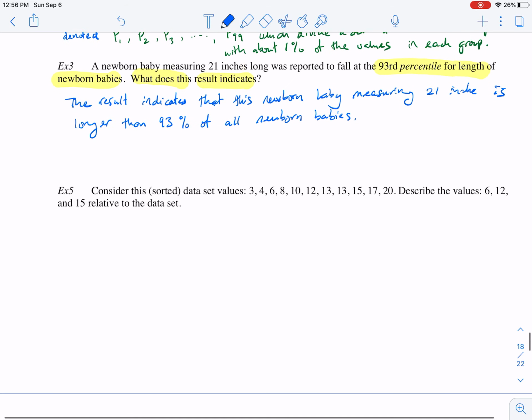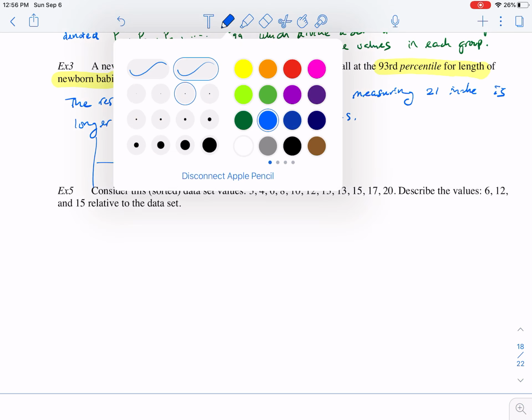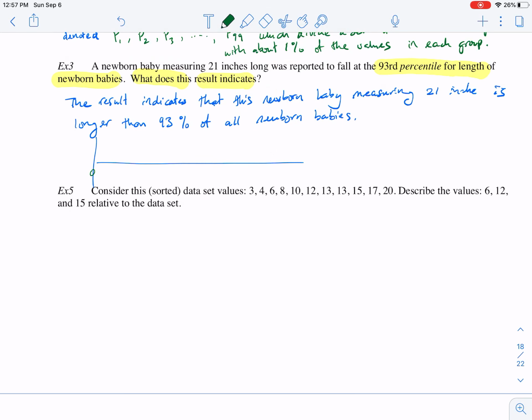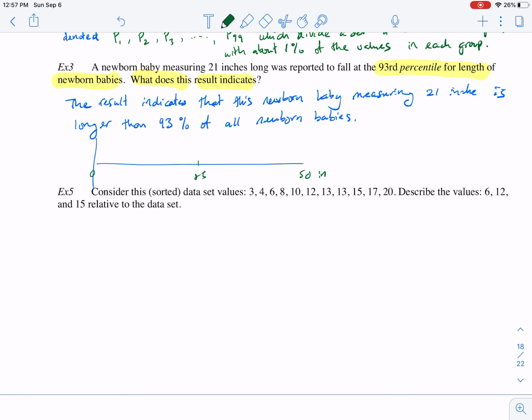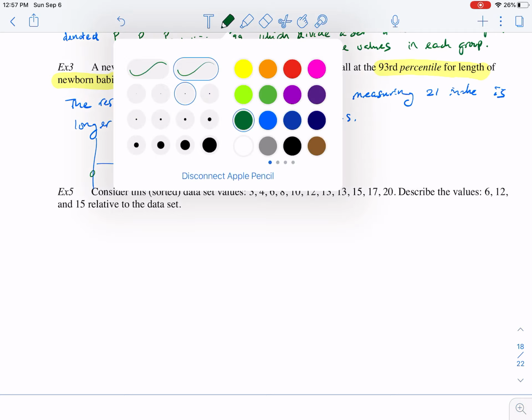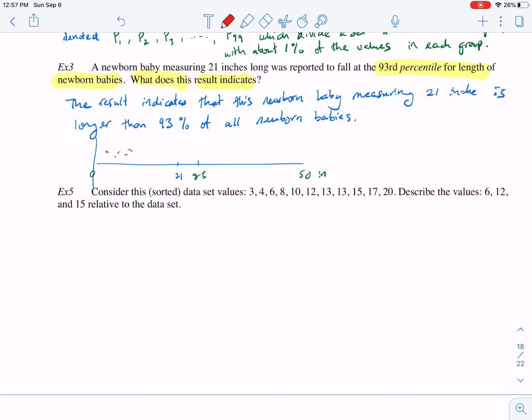So imagine here's a scale. We're looking at 0 to maybe 50 inches for the length, and maybe here's 25, half, and then 21 is here. Imagine all the newborn babies, most of them are scattered around here, all the lengths are somewhere there, and then just a few up in this area. So let's say your baby is probably somewhere right here, and that's more than 93%.